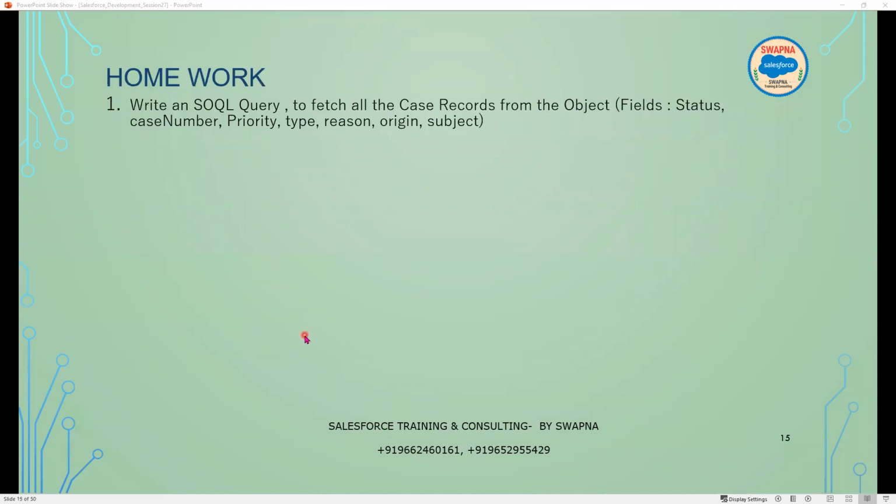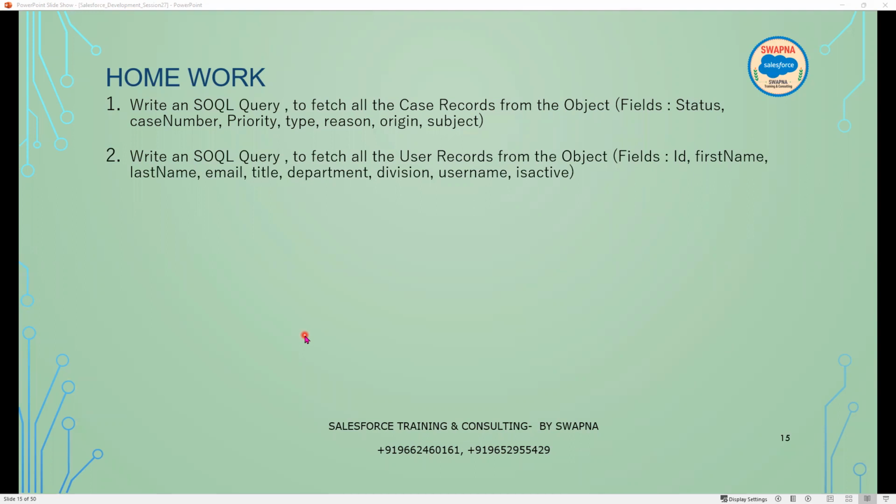Homework: write a SOQL query to fetch all the case records from the object. The fields are status, case number, priority, type, reason, origin, subject. And another one: write a SOQL query to fetch all the user records from the object.